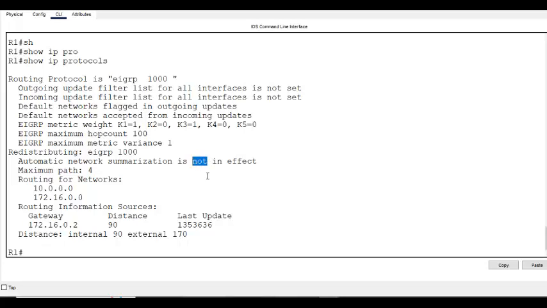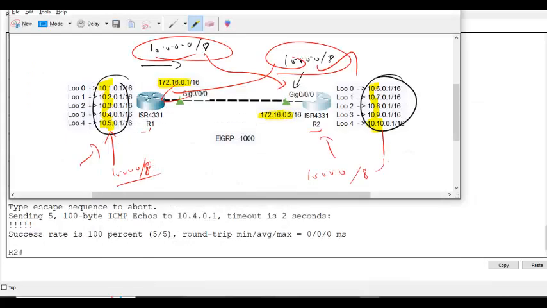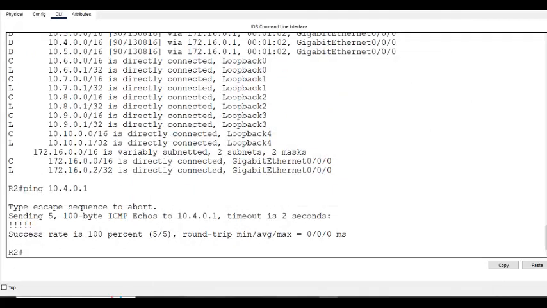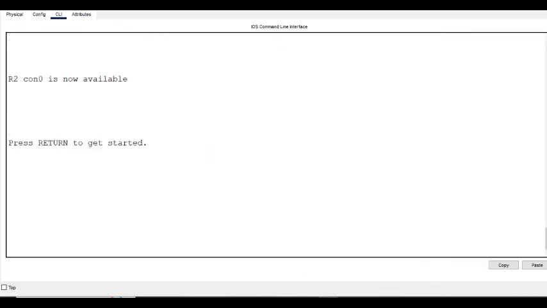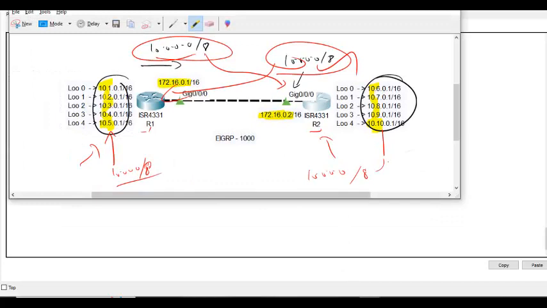What we are going to see next is, what if I do not like to advertise all these networks? Right now, all these five networks are advertised. When I say no auto summary, you see in router 2, show IP route. If you want to see only EIGRP routes, I can put EIGRP. You see, I'm learning all the five networks from router 1. This is router 1's address.